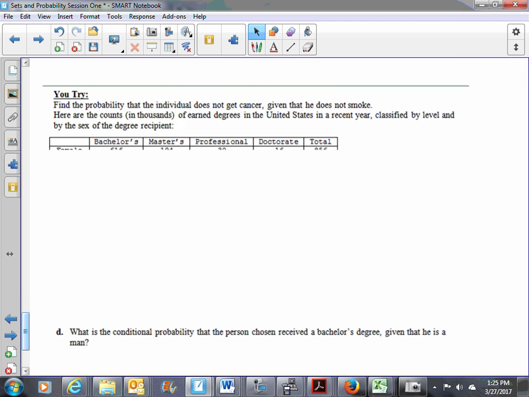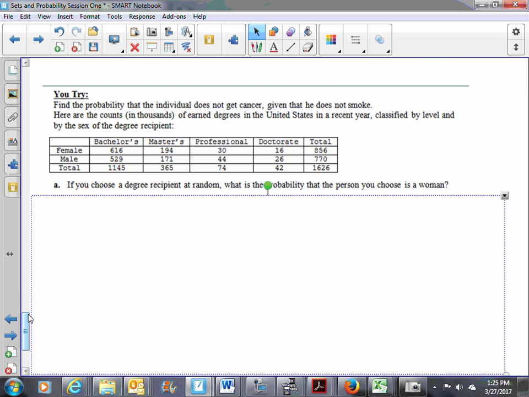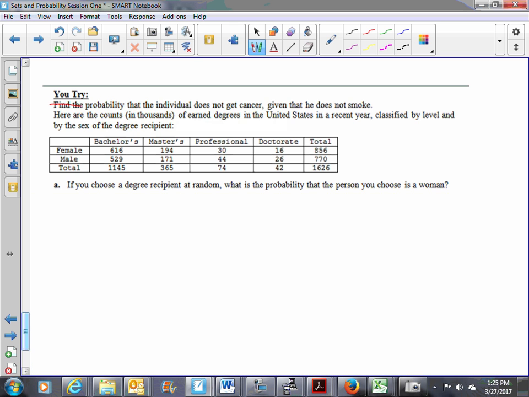Thank goodness. Okay, let's try. Find the probability that an individual does not get cancer given that he does not smoke. Here are the counts of earned degrees in the United States in a recent year, classified by level, by sex of the degree recipient. You know what? I think that line, find the probability that an individual does not get cancer, doesn't have to do with this problem. So let's just cross through that. If it turns out that we are actually using it, we'll come back to it. But I think that's misplaced or a typo or something.